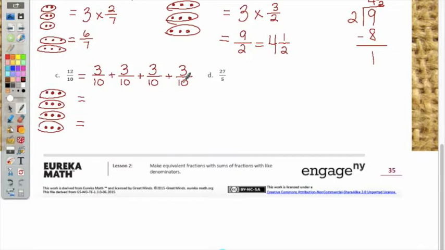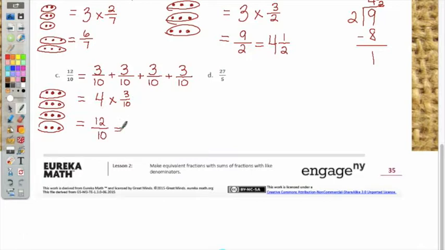Okay. So how many copies of 3/10 do I have? No, I don't want to know the answer. I want to know how many copies I have. 4. 1, 2, 3, 4. Right? So 4 copies of 3/10. So we have repeated addition, multiplication, write the answer.